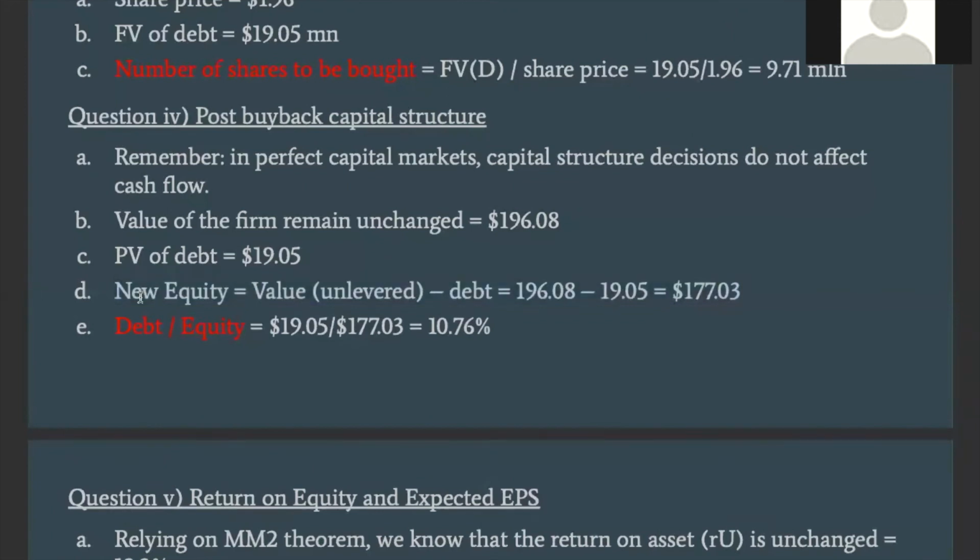The new equity is equal to the unlevered value, the value as if there is no debt, minus the debt amount. This gives us a new equity value of 177.03 million. Once we know the new equity value and the present value of the debt, to find the capital structure we divide the amount of debt by the amount of new equity, and this gives us a capital structure of 10.76.